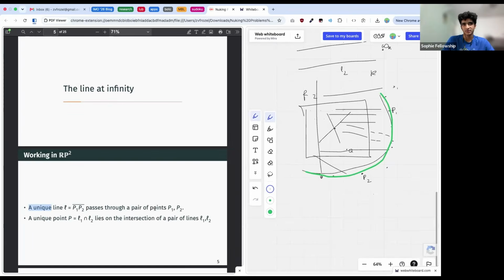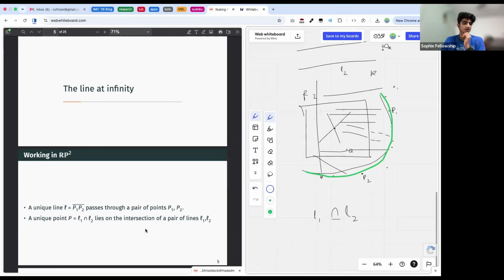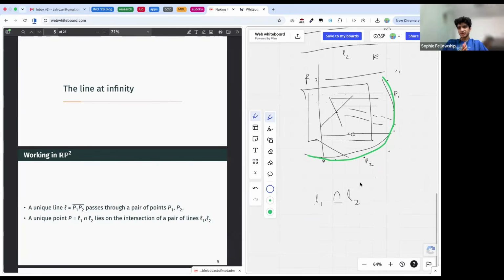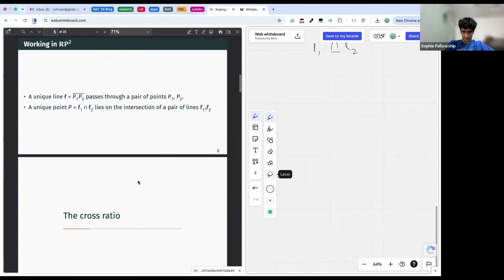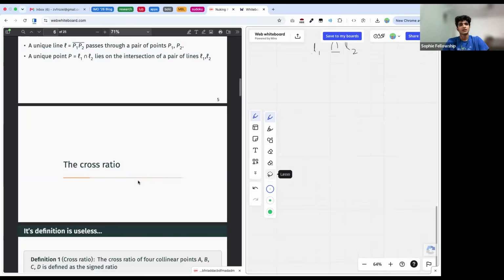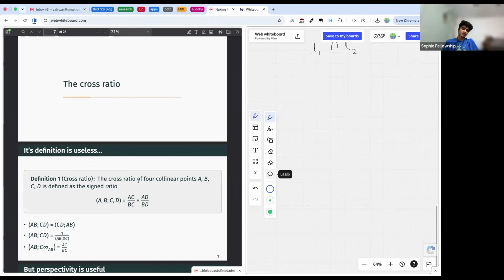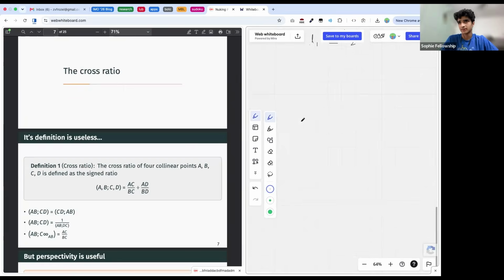We have a line L passing through any pair of points, which we write as P1P2. And you have a point P, which we write as, say, L1 intersection L2. This is just notation for two things intersecting each other. Now, armed with this whole setup, we can do more stuff. Okay. So I'm going to start by defining this thing called a cross ratio.